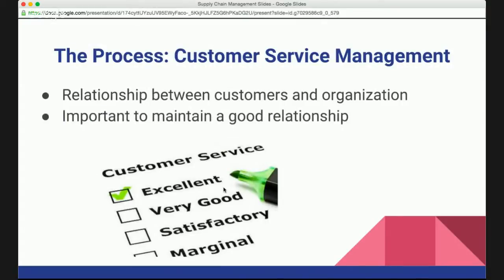The relationship between the organization and its customers is very important because it's important to have a good relationship in order for companies and customers to come up with mutually satisfying goals, establish customer rapport, and induce positivity and good feelings between the two parties.